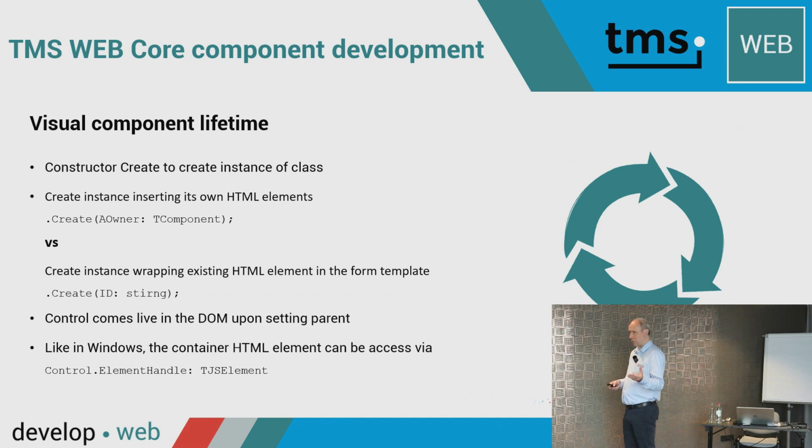So either you give it the owner, which is an object Pascal class, so to speak, or you give it an ID value, which is a string, and this is the unique element identifier of the HTML elements that you want as, let's say, the container control for your visual control, the container HTML element for your visual control. Okay? Is that concept clear?